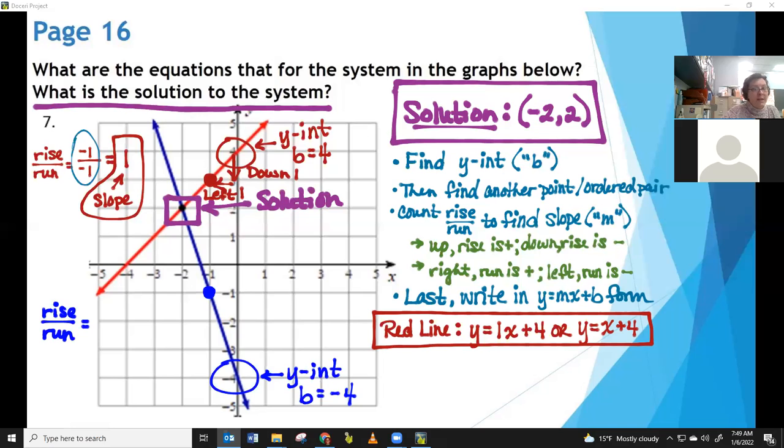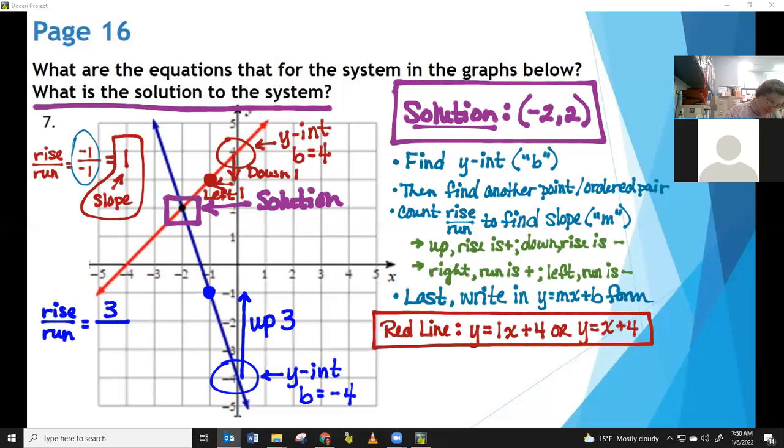I'm starting at the y-intercept, I go up. How far up do I go? Close. Count one more time for me. I go up 3. So what is the numerator that I'm going to put in for the rise? Do I put +3 or -3 for my rise?